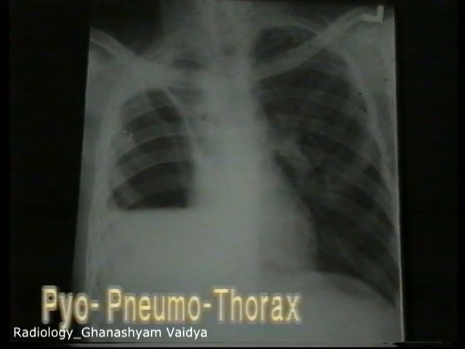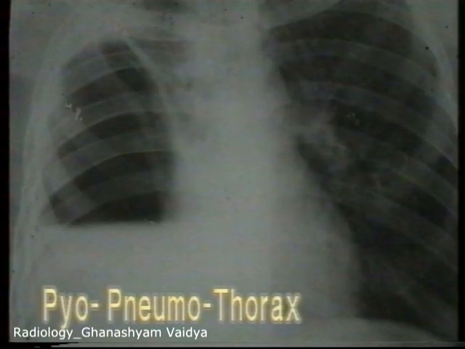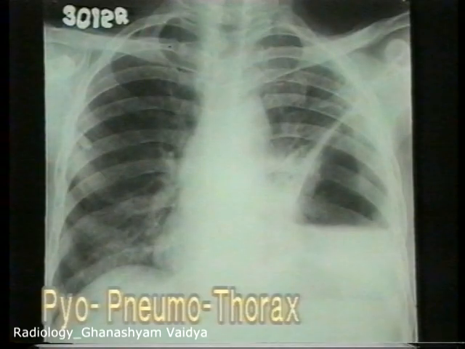Now here we see a fluid level on the right side with air and the lung border, but only in the lower part. The air is not extending to the apex. This is loculated pneumothorax. The thick lung border suggests that it is a pneumothorax.